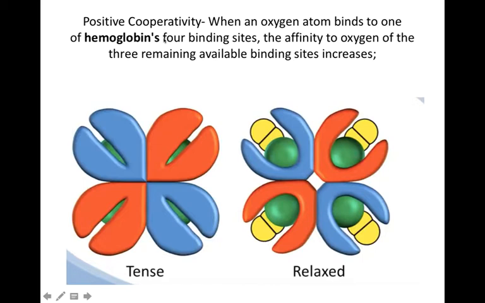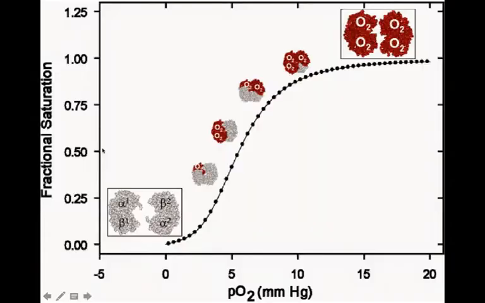And so we call it positive cooperativity when an oxygen atom binds to one of the hemoglobin's four binding sites, and the affinity of the three remaining available binding sites increases. So it just means it's more likely that the oxygen is going to bind to the heme group. Now, that's the case for the first three.